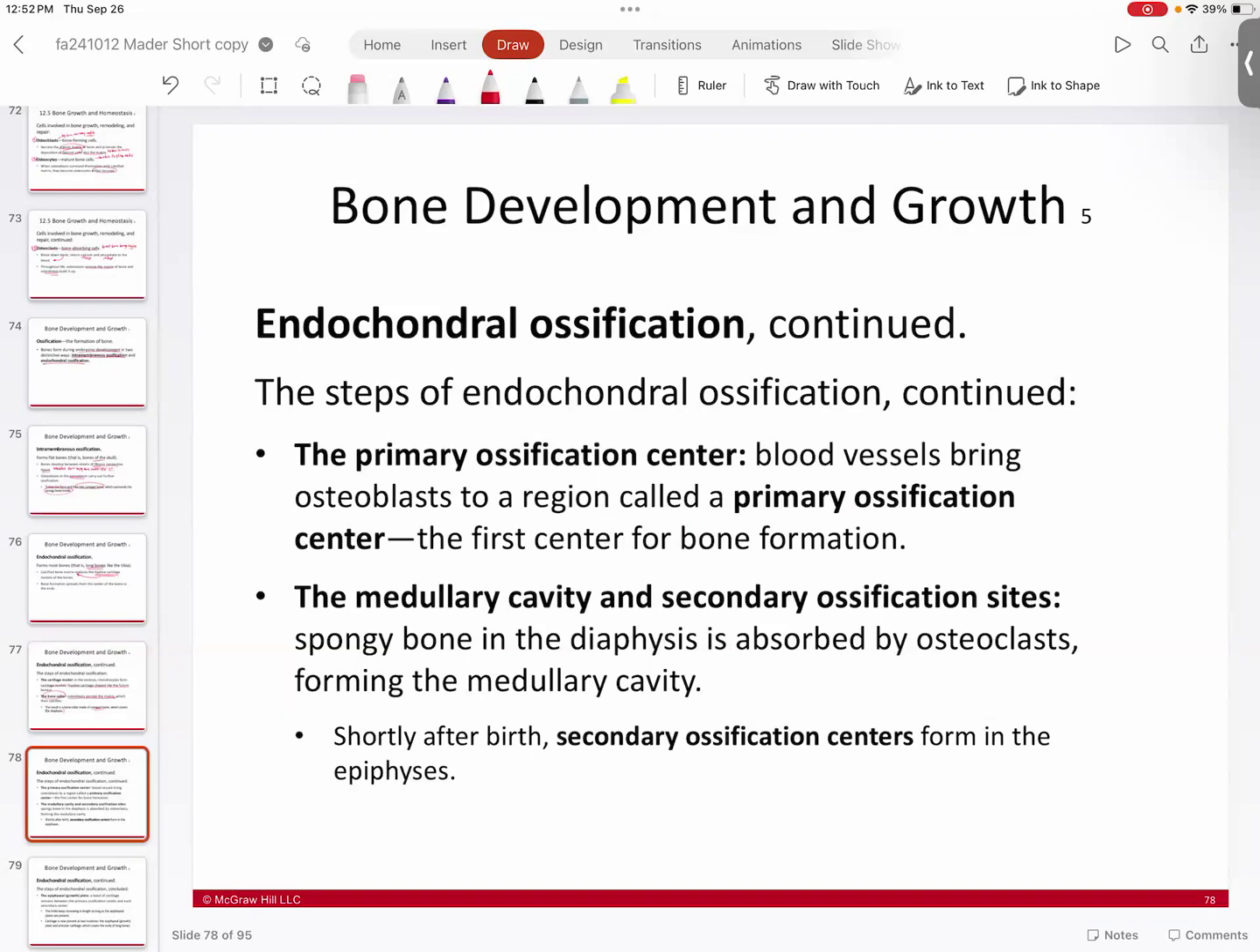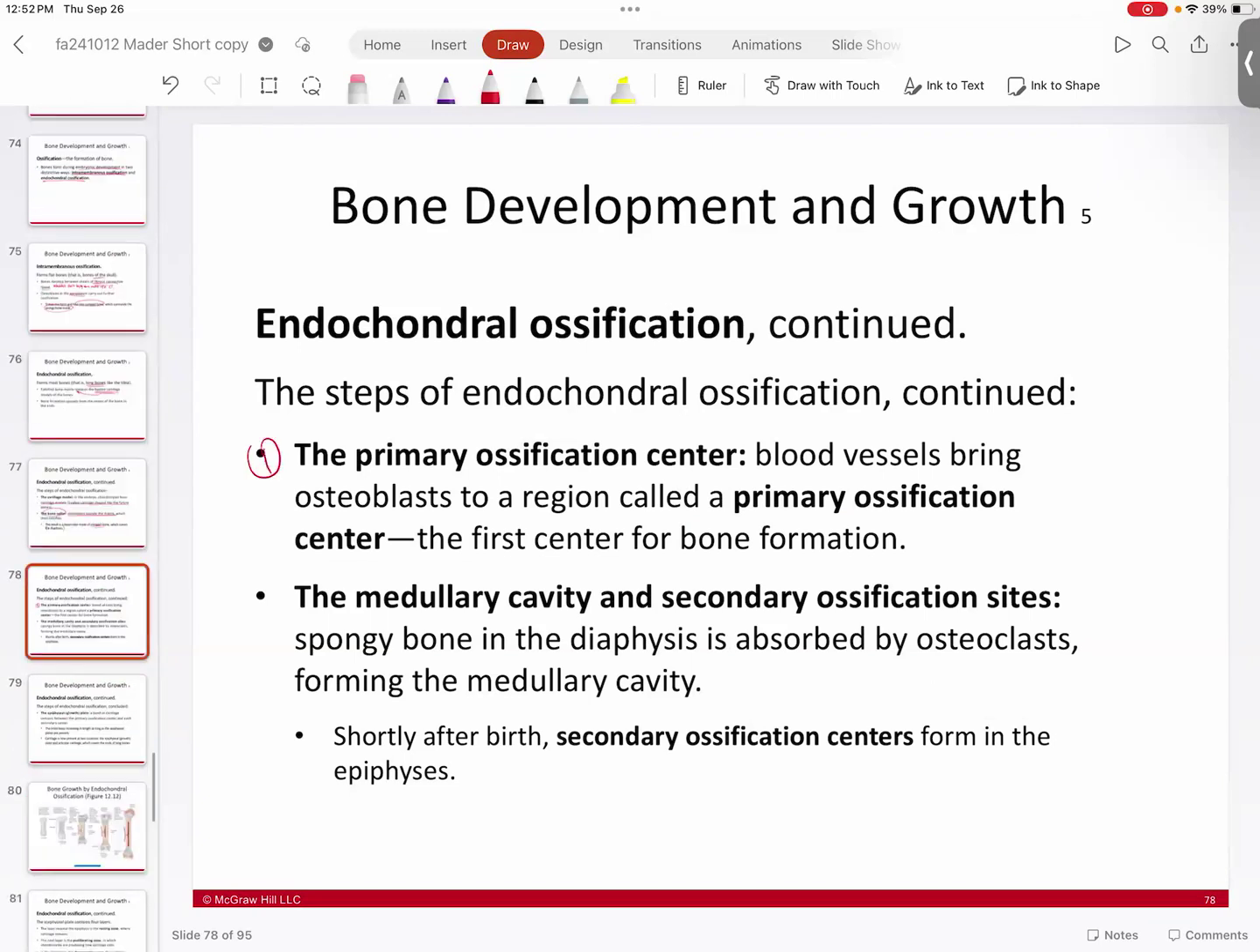When we take a look at the process of endochondral ossification, the first thing that has to happen is we start with our first primary ossification center. Blood vessels will bring osteoblasts to a particular region in the bone that becomes the primary ossification center. That is to say, the primary center for bone formation, the first center for bone formation. Once you bring in the osteoblasts, remember, they're going to start laying down bony matrix.